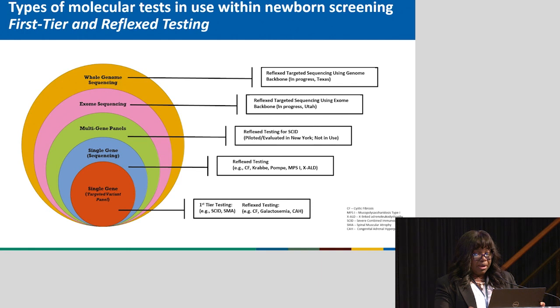The New York program piloted and assessed the utility of a multi-gene panel as a reflex test for SCID due to the large genetic heterogeneity of that disease, but ultimately found that it was of limited utility. And finally, two programs in Utah and Texas are working towards the implementation of targeted reflex sequencing using exome and genome backbones, respectively.